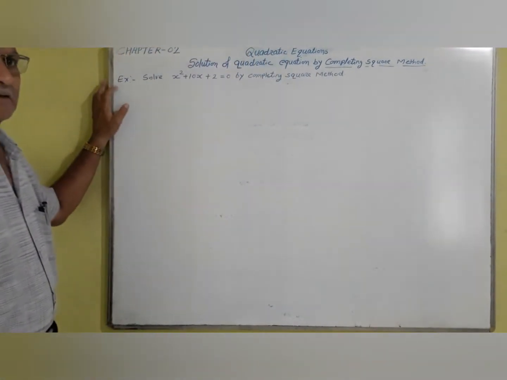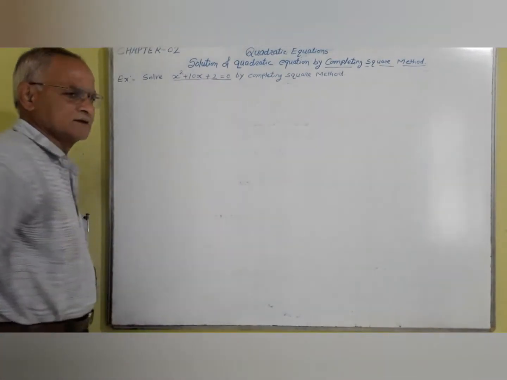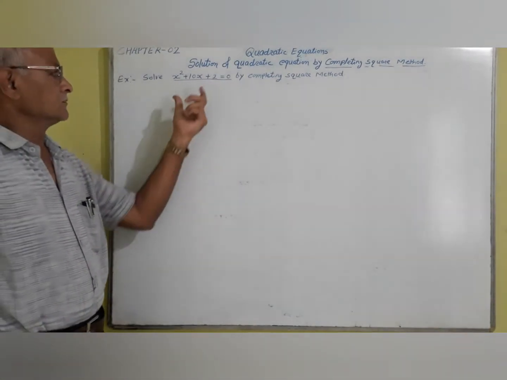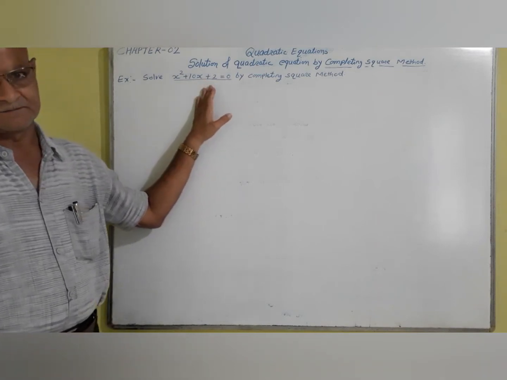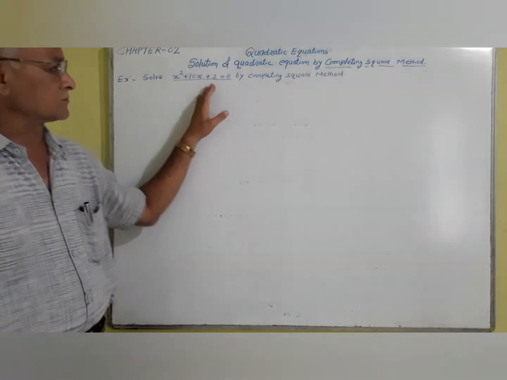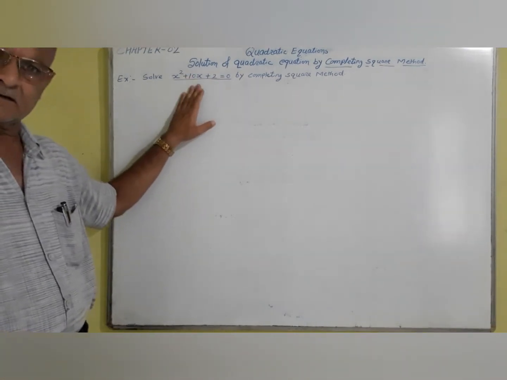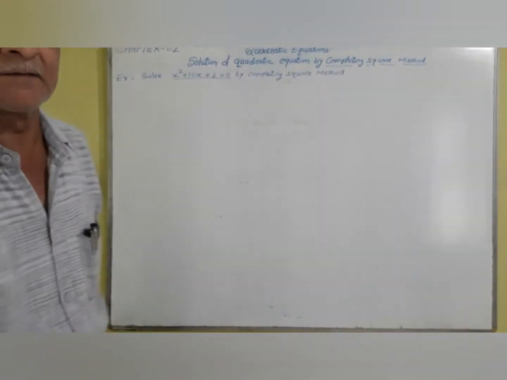For that, first of all, see this example. Solve x square plus 10x plus 2 is equal to 0. Now you are unable to factorize this equation. We have to solve such an equation, but it is a quadratic, and hence we solve it by completing square method.